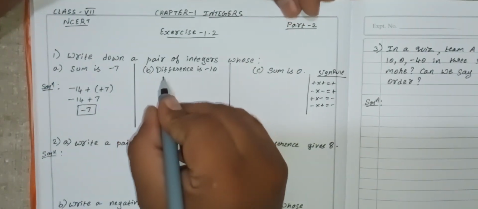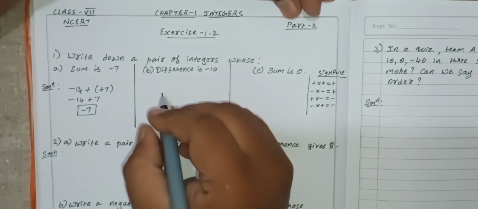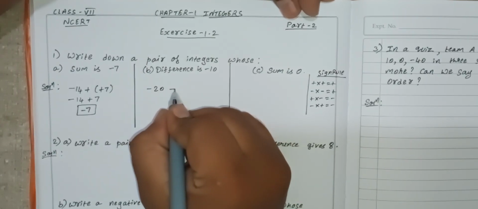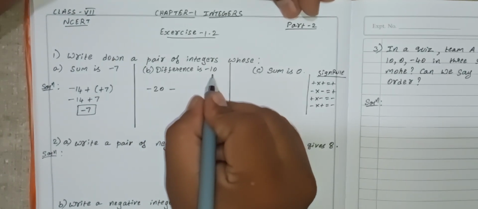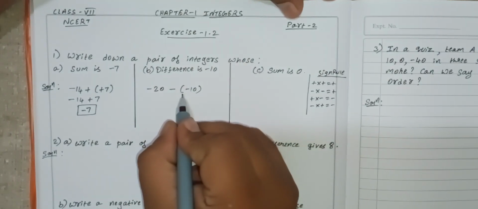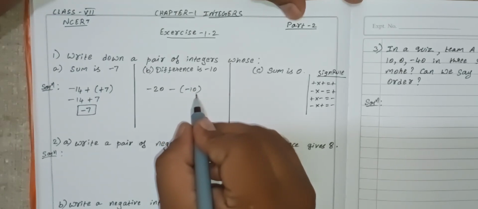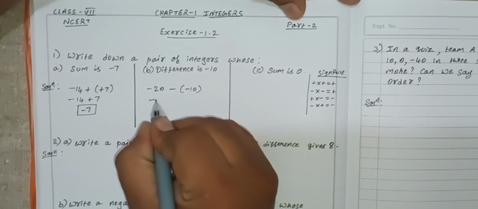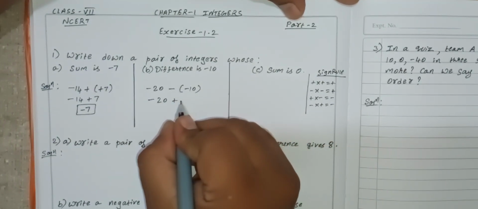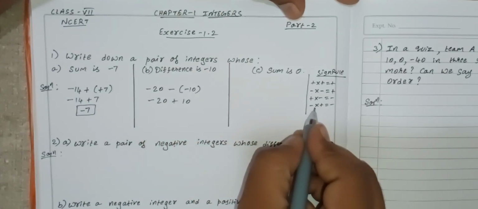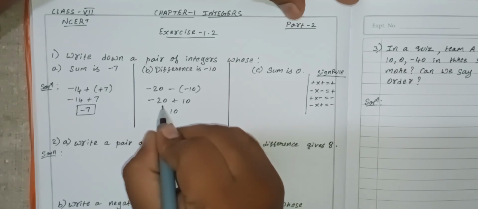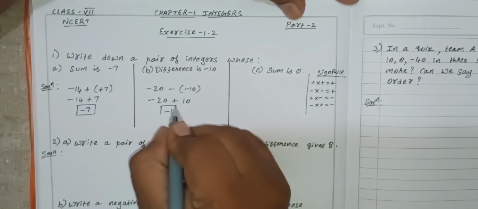Next is this, the difference is minus 10. Here again I am taking the value minus 20, and he is saying the difference is minus, so the next value is minus 10. I will take minus 10 in the bracket. Whenever two operation signs are there, you have to put it in the bracket. That is the rule. So minus 20, minus into minus is plus, plus 10. Minus into plus becomes minus, that is 20 minus 10 is 10. The greater value is 20, so the sign is minus.